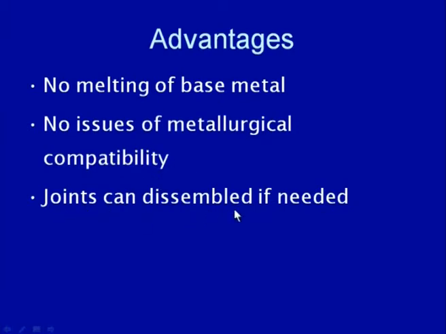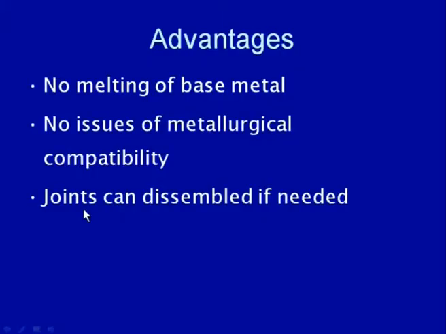Further, the joint can be disassembled if required, because the filler material is normally weaker and of lower strength. So, it can be separated, and the components which have been joined by braze welding can be disassembled easily as compared to the conditions when the two have been joined using fusion welding processes.